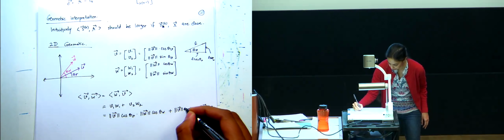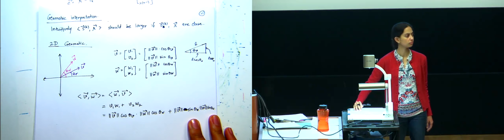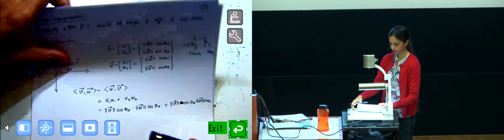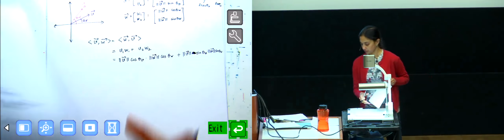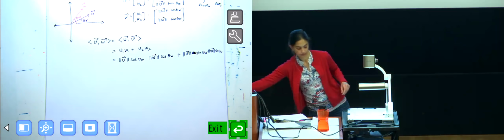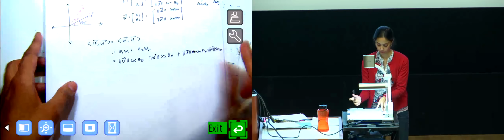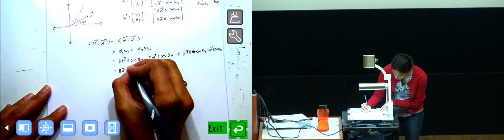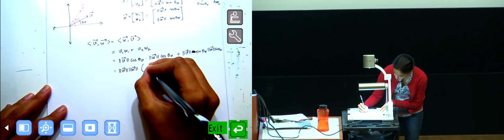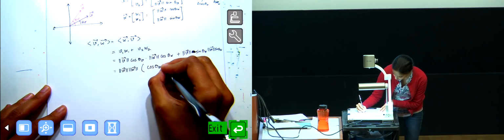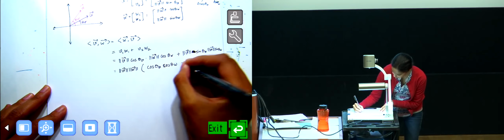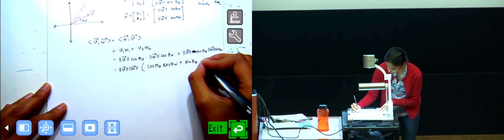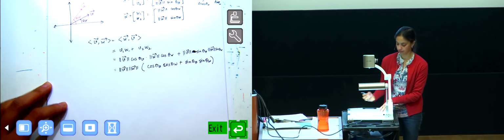Sorry, the handwriting got small here. But does everyone see this? And I can now pull out this norm, so I can have the norm of v, the norm of w, and I can write this as cos theta v cos theta w plus sine theta v sine theta w.